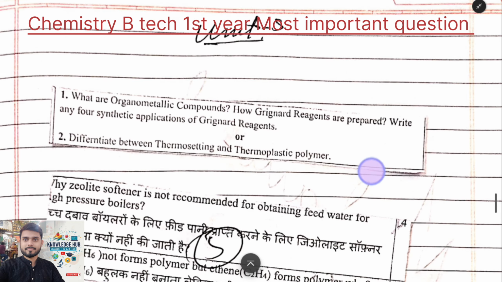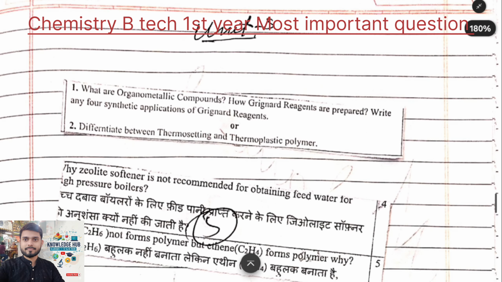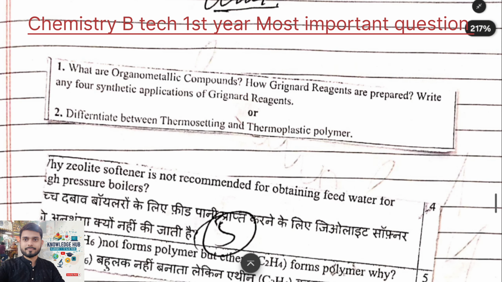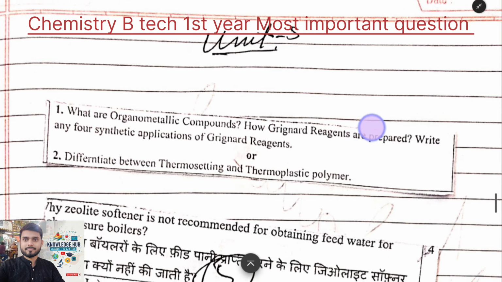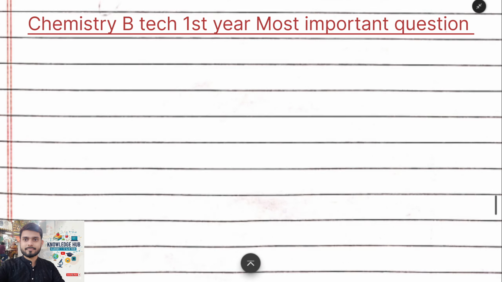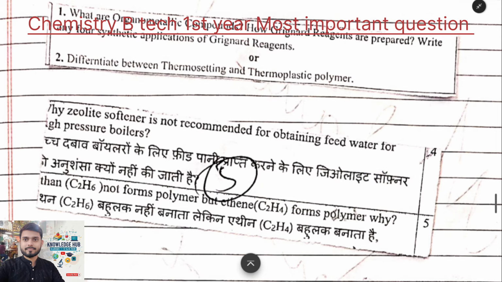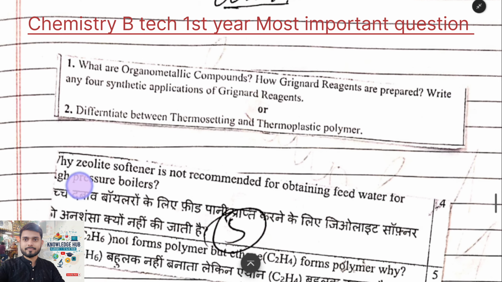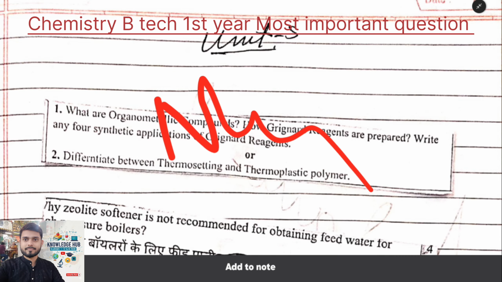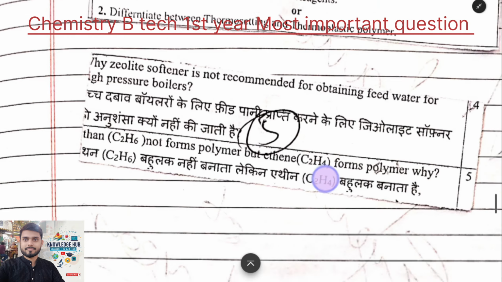Now we will proceed to Unit 5, with most important questions. What are organometallic compounds? How are Grignard reagents prepared? Write any four synthetic applications of the Grignard reaction. Or differentiate between thermosetting and thermoplastic polymers. This is all about Unit 5, and there are many others too, like nylon, nylon 66, and many others in this unit.